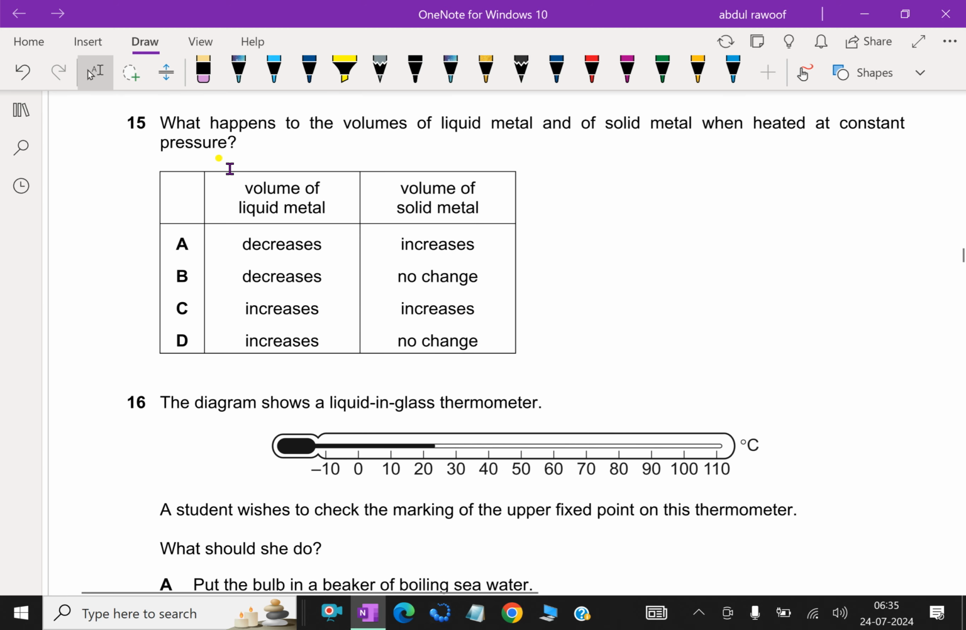Next question, question number 15. What happens to the volume of a liquid metal and a solid metal when heated at constant pressure? At constant pressure, the volume of liquid increases, and the volume of solid metal also increases. So the 15th option is C, increases. The volume of liquid increases and the volume of solids increases when heated at constant pressure.